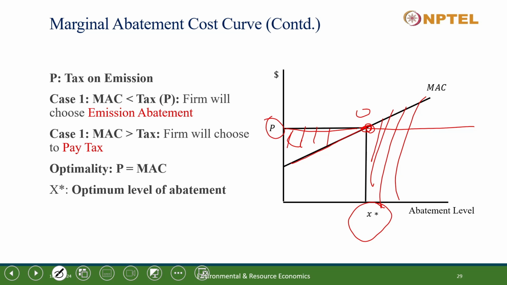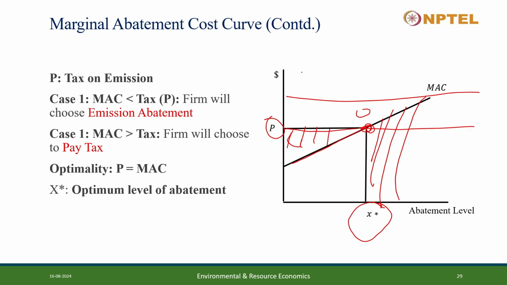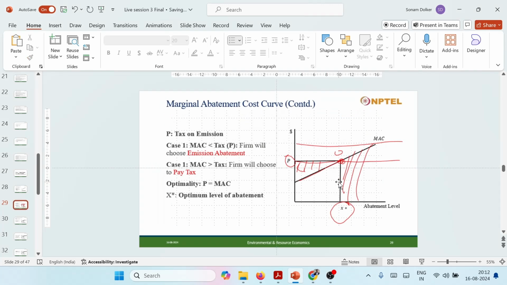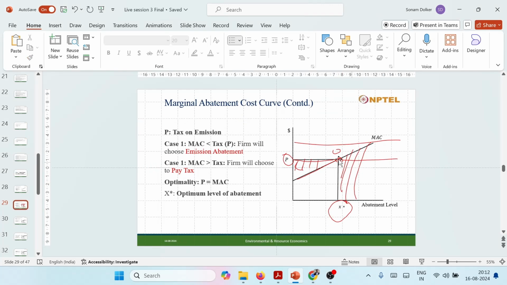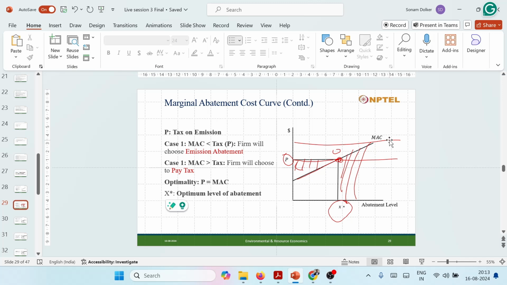If I increase the tax, say P towards P1, then what will happen? It's obvious, but I still want an answer. What will happen to the optimal abatement level?